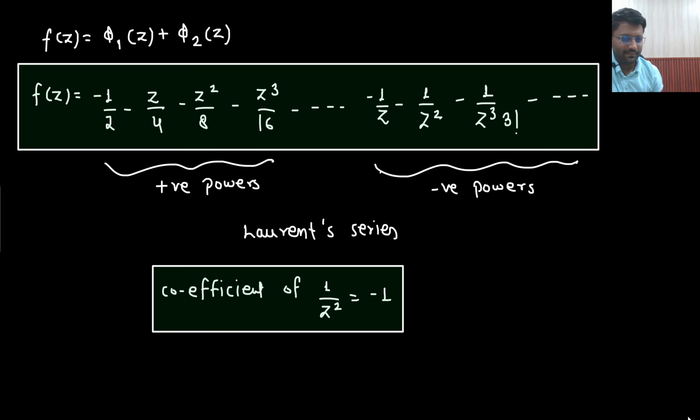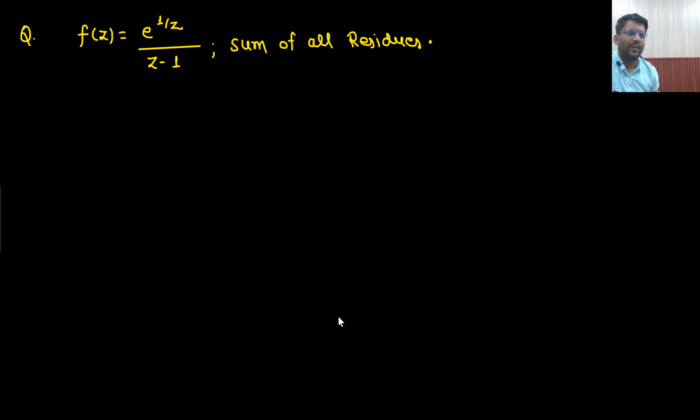Okay. Now solve this question. You need to find out the sum of all residues. What all residues we have? First of all, you let me know what all residues we have. Sir, one residue I can directly see, which is z equals to 1. But sir, this guy will also create some problem. At z equals to 0 as well, you can get a residue. So let's do the expansion in this manner.